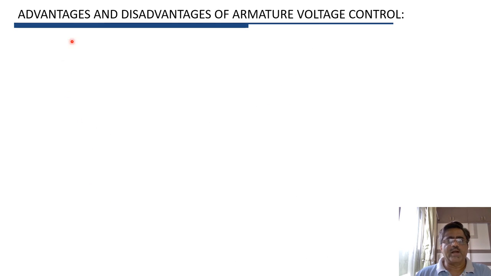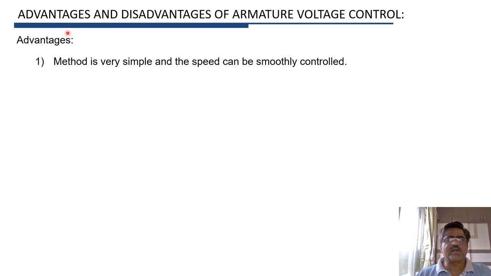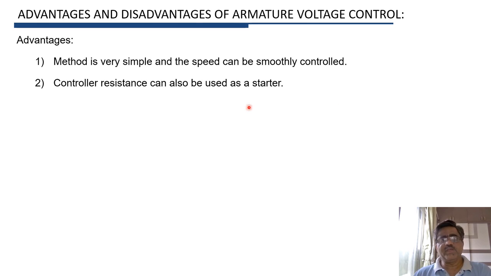Let us now see advantages and disadvantages of armature voltage control. So first advantage is the method is very simple and it is possible to control the speed smoothly from 0 to maximum. Then the second advantage is controller resistance can also be used as a starter. Means this controller resistance can be used to limit the high starting current.